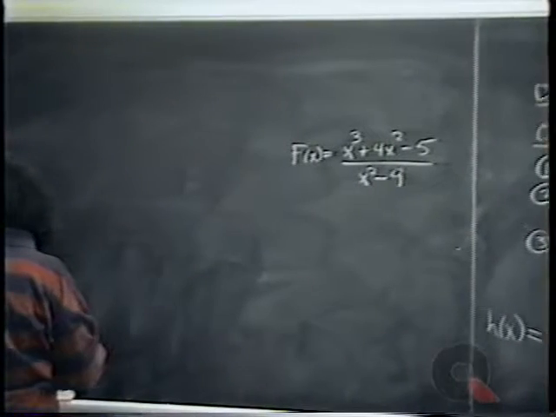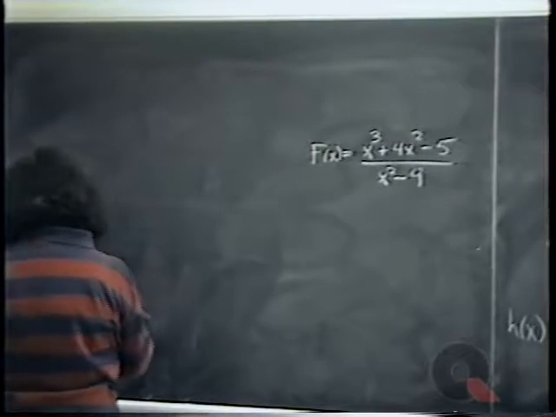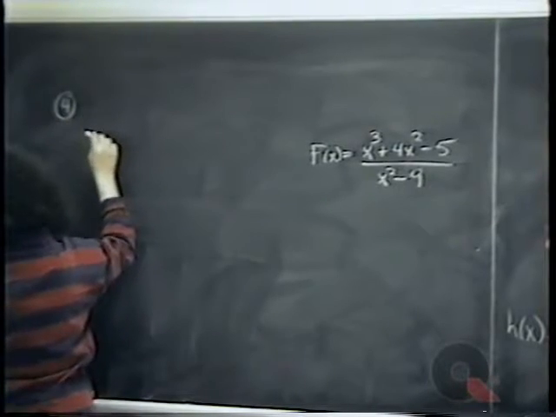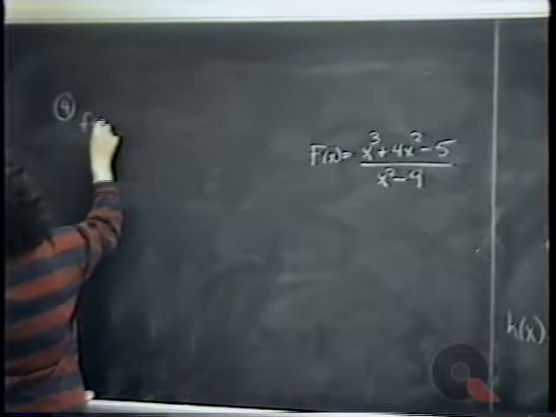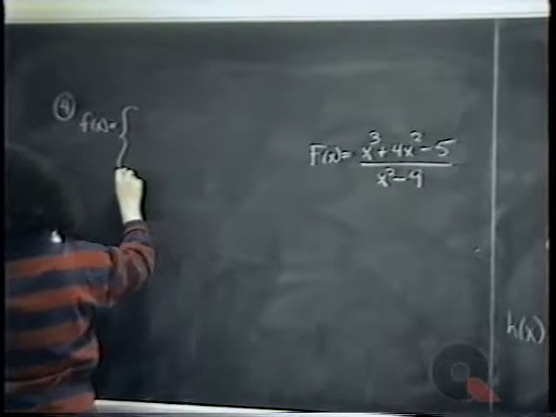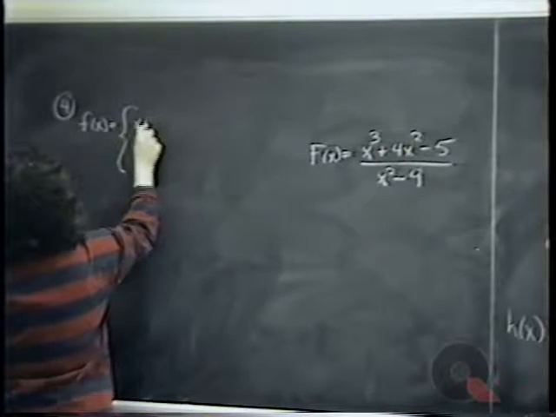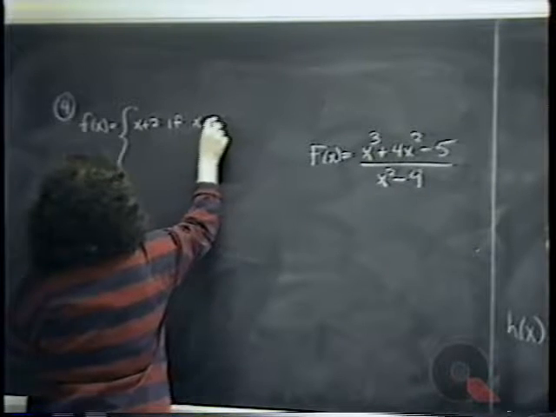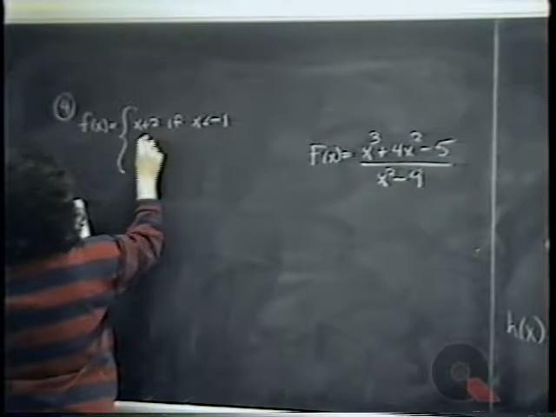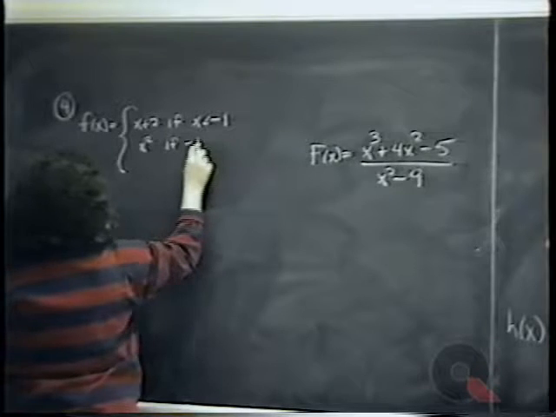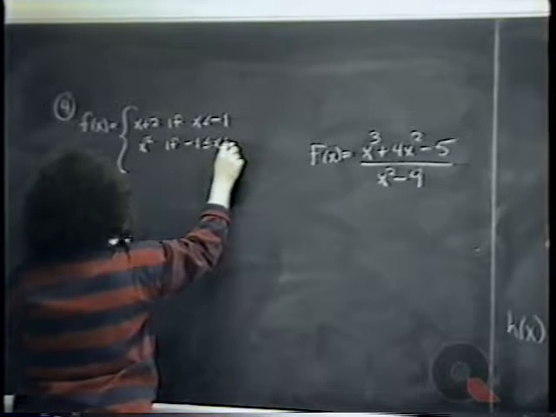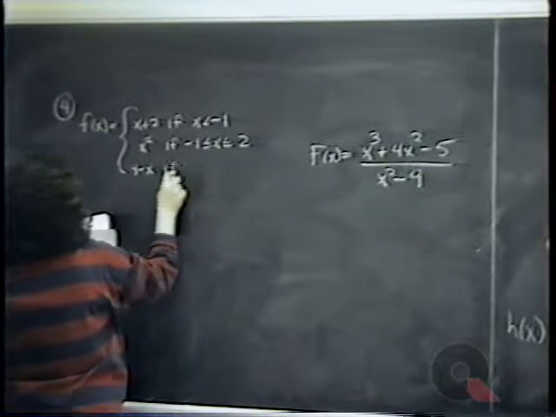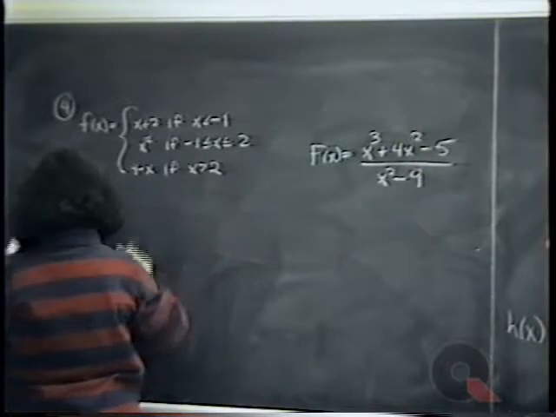Let's look at an example of a split function. This would be example 4 on this tape. Let's look at the function f of x is equal to x plus 2 if x is less than minus 1, x squared if minus 1 is less than or equal to x is less than or equal to 2, and 4 minus x if x is greater than 2.